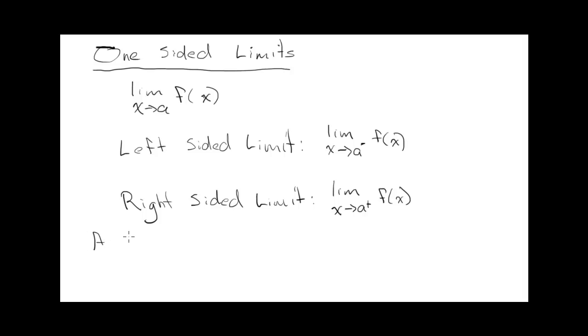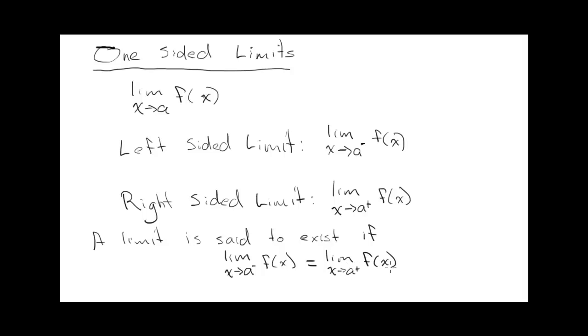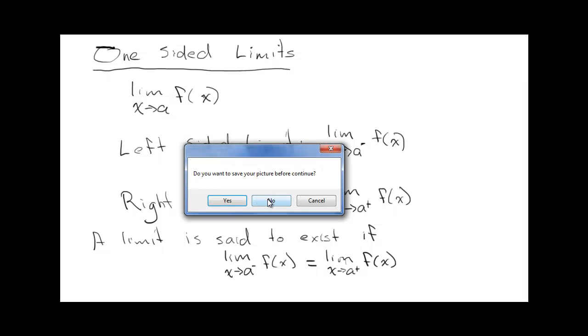So a limit is said to exist if this left limit and this right limit are equal. Both exist and are equal. The limit as x goes to a from the left of f at x, and the limit as x goes to a from the right of f at x. So if these two limits from the left and right are equal, then the limit exists. Okay, so again, probably an example is going to help us see what that means.